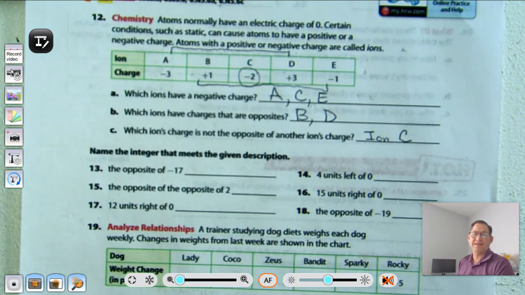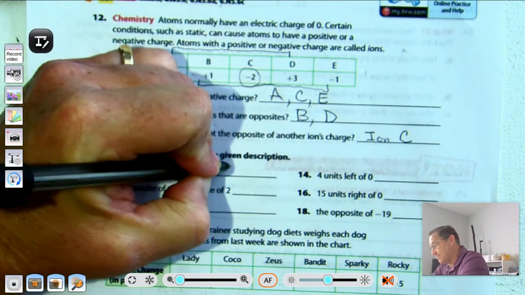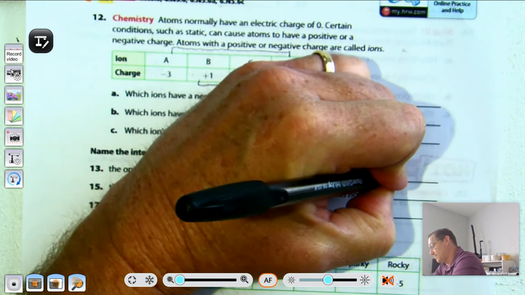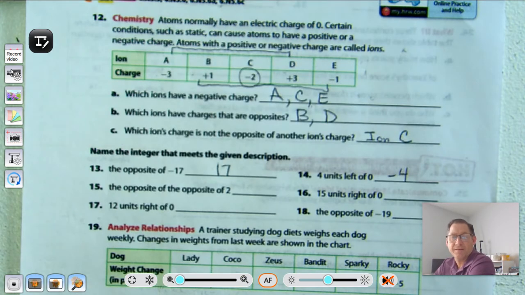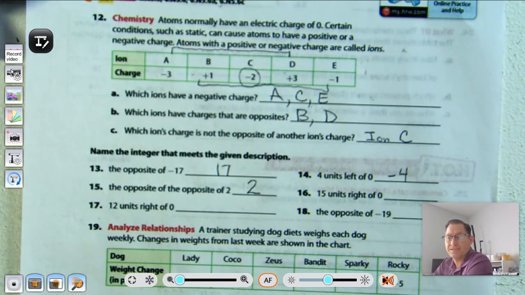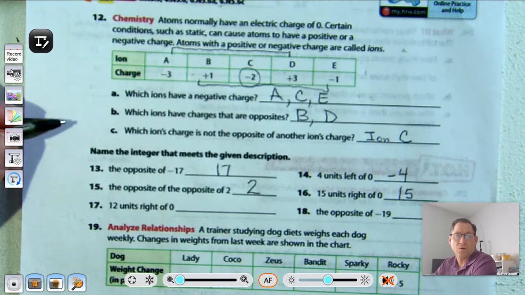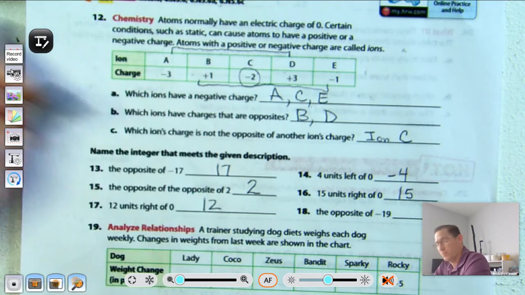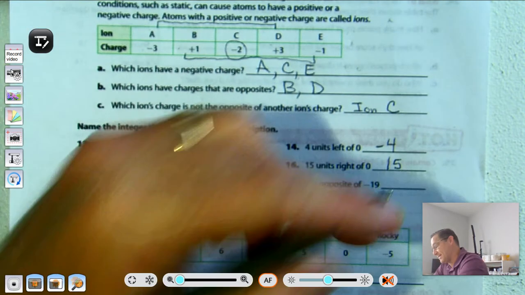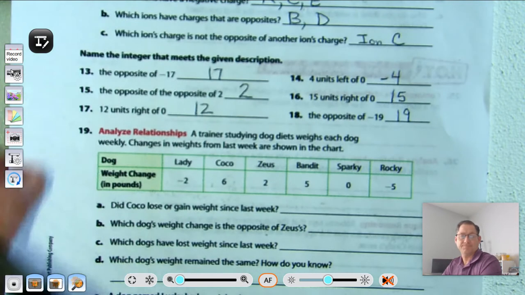Name the integer that meets the given description, the opposite of negative 17. So it's going to be 17, but to the right of 0. 4 units left of 0. Anything to the left of 0 is negative. The opposite of 2 is just 2. 15 units to the right of 0. Anything to the right is positive. 12 units right of 0, again, would be a positive. And the opposite of negative 19 would be 19 units to the right of the 0. Okay. 19.